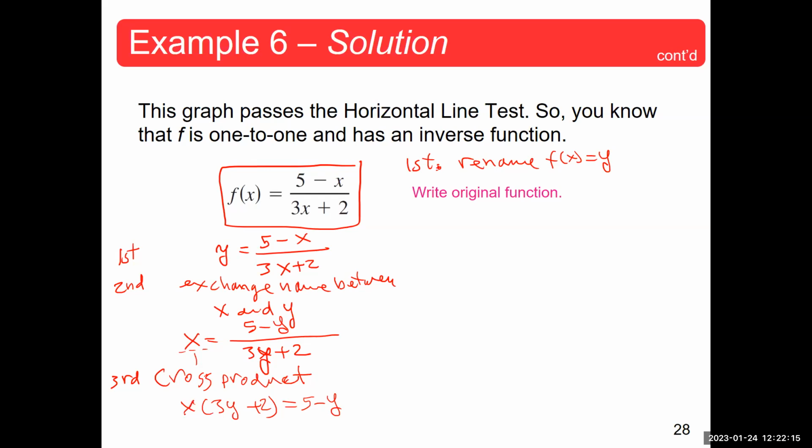Move the x to inside. What are you going to get? Simplify, or distribute x. You're going to get 3xy plus 2x, because multiply x times 3y, 2x, that's equal to 5 minus y.